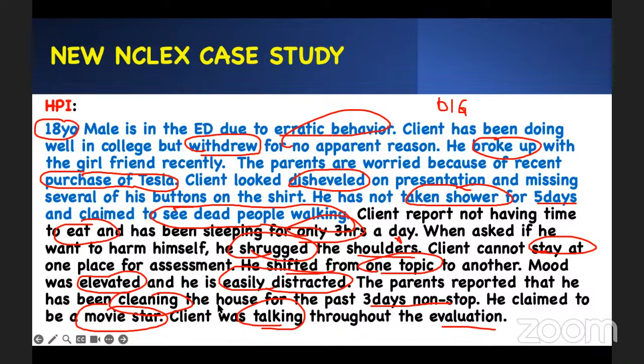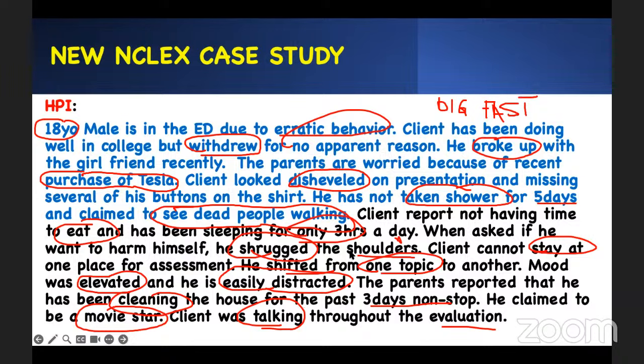Flight of ideas. He's shifting from one topic to another, right? And his activity is all over the place. He's been cleaning the house nonstop. He can't sleep. He did not want to sleep. And he's talking throughout what? The evaluation. He has hallucination.